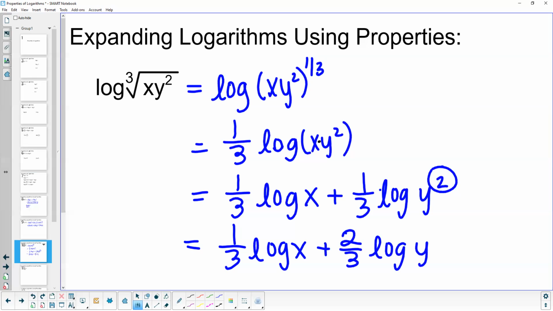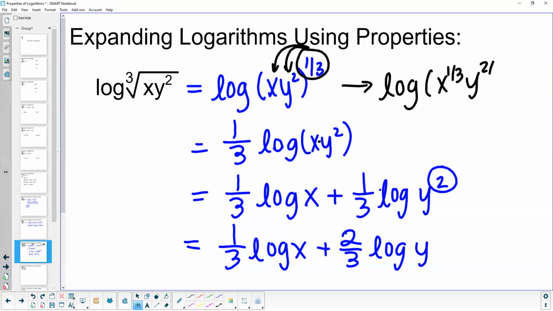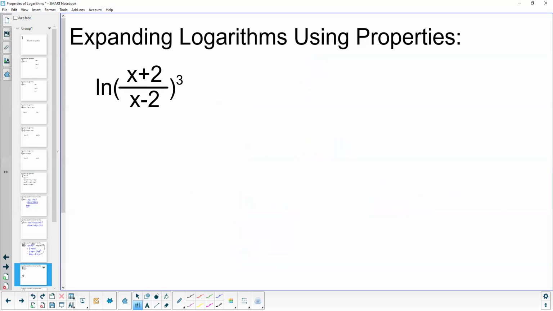Now we could have gotten this another way by distributing our 1/3 at the beginning. And so we would have seen something like log of x to the 1/3, y to the 2/3. And then as we had that, we would come and it would end up being rewritten here. So it totally depends on how you would like to do it, but both options there work. Now let's take a look at one last example of us expanding a logarithm using properties here. So in this case, I see a power and I also see a quotient. So we're going to use both.